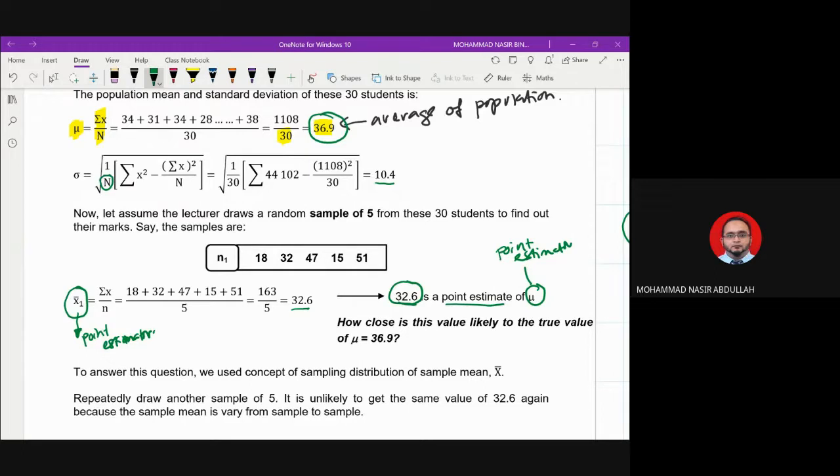So taking a single sample will not represent the whole population. That's why we need to take several samples, maybe 2 or 3 or another 5 samples, to infer back to the population. So we can conclude about the whole population by taking several samples.